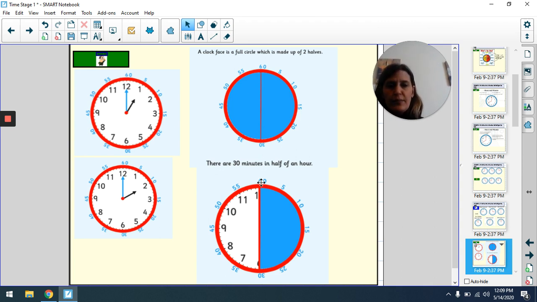So if I split my clock in half, we know there's going to be 30 minutes on this side and 30 minutes on this side. And we can prove it by counting in 5s. We start at 0 on the top, 0, 5, 10, 15, 20, 25, 30. 30 minutes on this side, 0, 5, 10, 15, 20, 25, 30. And 30 minutes on this side.